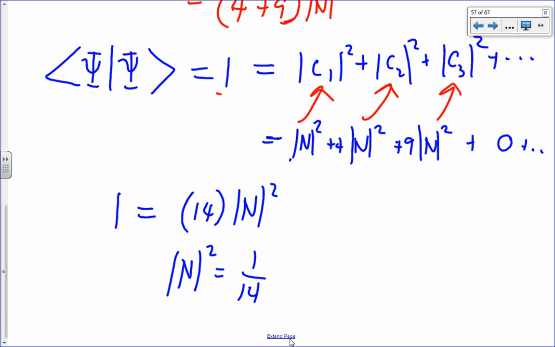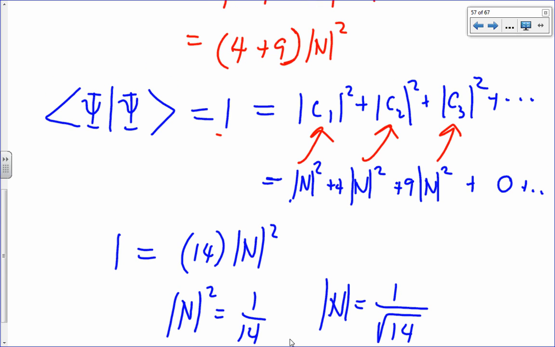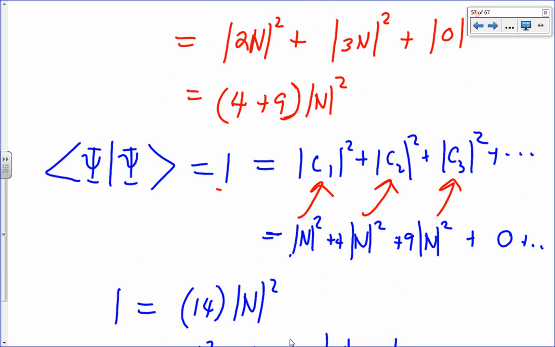So what is n? Absolute value of n is 1 over square root of 14. So to answer our question, that is n squared, so 1 over 14. It's going to be 4 plus 9, 13 times 1 over 14. So 13 out of 14.